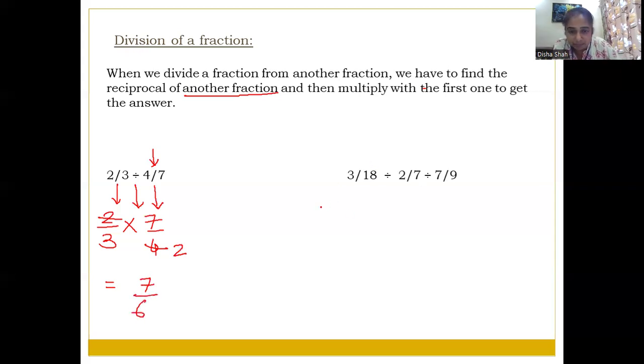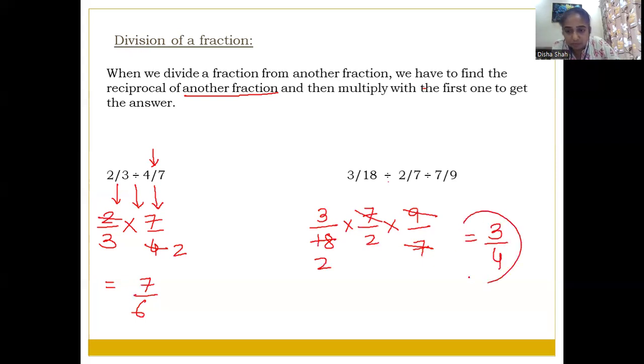ठीक है, जहां पर 3 by 18 डिवाइड की जगह पे आई विल पुट इनटू 2 by 7 will become 7 by 2. वंस अगेन डिवीजन की प्लेस पे आई विल पुट मल्टीप्लिकेशन का साइन एंड 7 by 9 becomes 9 by 7. 7 7 cancel, 9 2s are 18. So it is 3 by 4.